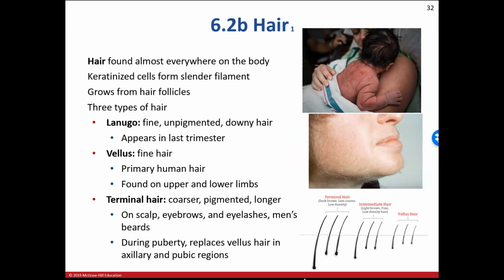Now let's move into hair. Hair is found almost everywhere on the body. We've got keratinized cells that form a slender filament, and it's going to grow from hair follicles. We have 3 classifications of hair types.